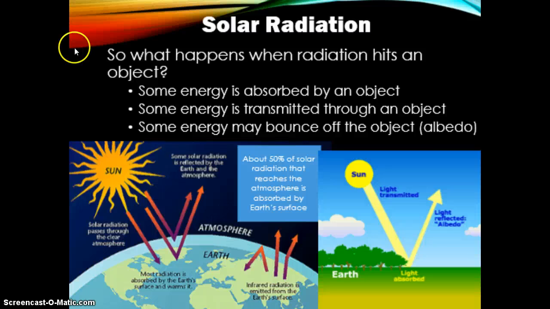So we want to try to make sure that we have a way to avoid that happening. So if we look at what happens to solar radiation when it comes into Earth, we see that three things are happening. Some of that energy gets absorbed by different things on Earth. Some of it gets transmitted right through something. If it's translucent, that will happen. And some energy can bounce off the object. And that brings us to a topic that we call albedo.